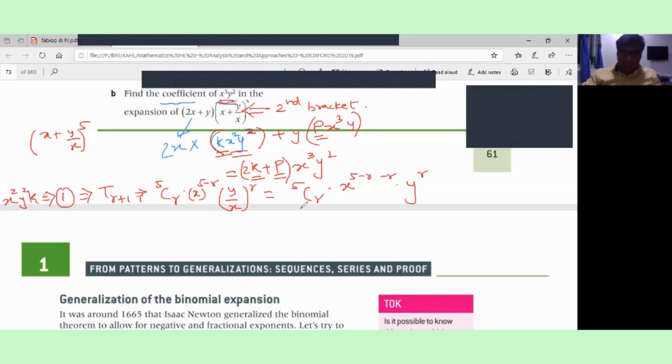And here, this is your k value, right? And r has to be 2, right? So from this, I get r value is 2. So the third term is r plus 1, so 2 plus 1, third term.